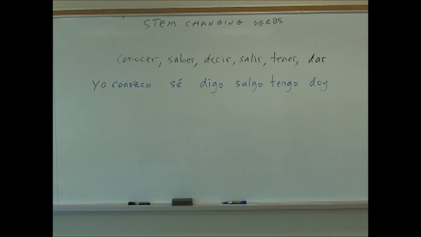Conocer changes to yo conozco, I know. Saber changes to yo sé, S-E with an accent, I know. Decir changes to yo digo, I say. Salir changes to yo salgo, I leave or I go out. Tener changes to yo tengo, I have. And dar, the verb to give, changes to yo doy, I give.